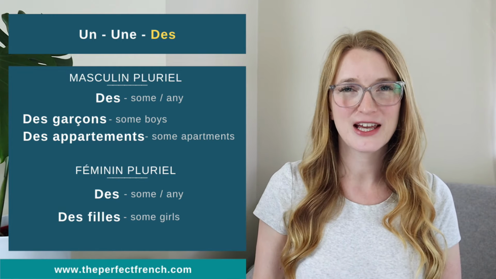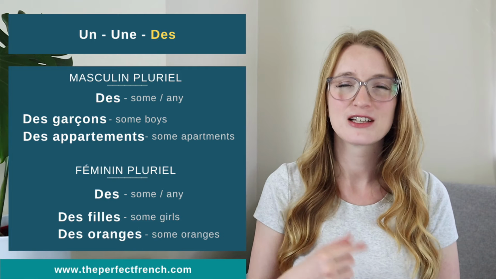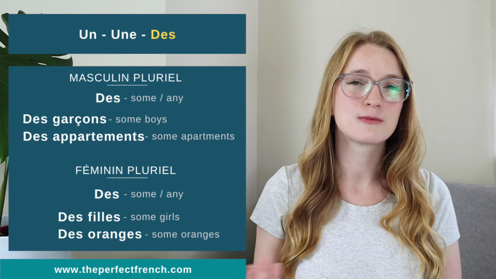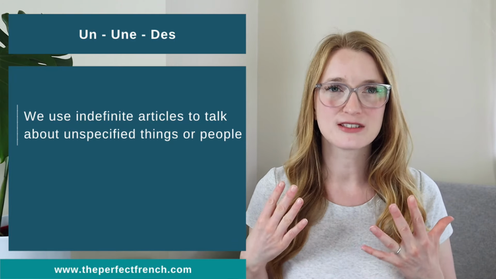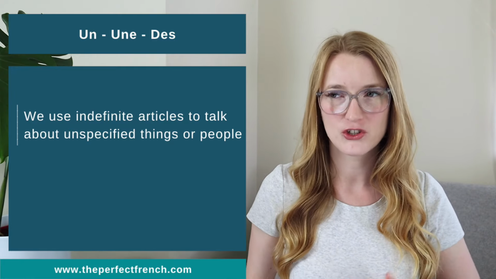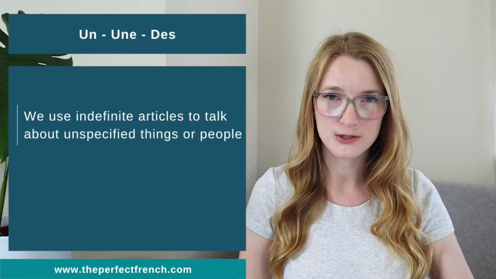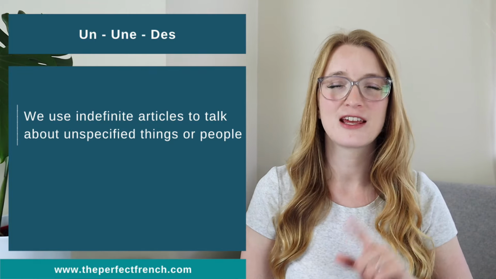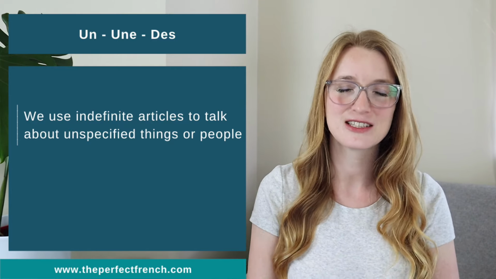And if we look at feminine, we have des filles, or des oranges. So some girls and some oranges. As you see, when we use un, une, des, we don't really know exactly what we are talking about, which specific orange or girl or apartment. If you say une pomme, I bought an apple, you don't know exactly which one it is. You cannot point it out. This is just that: unspecified things or people.